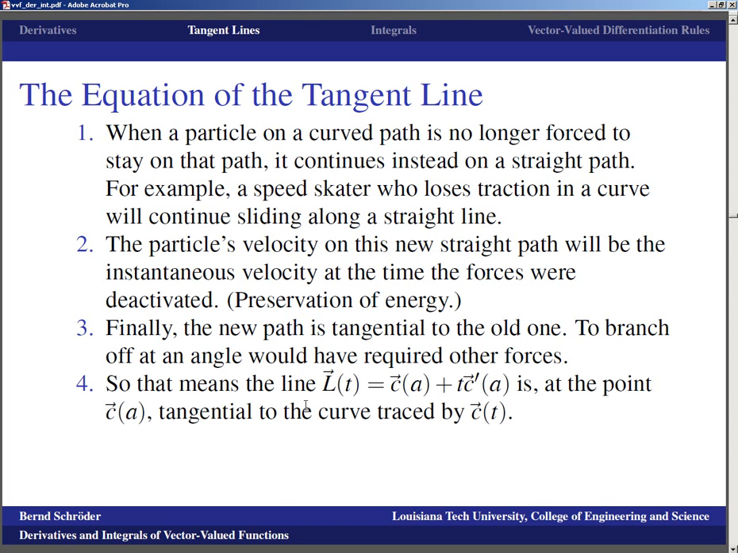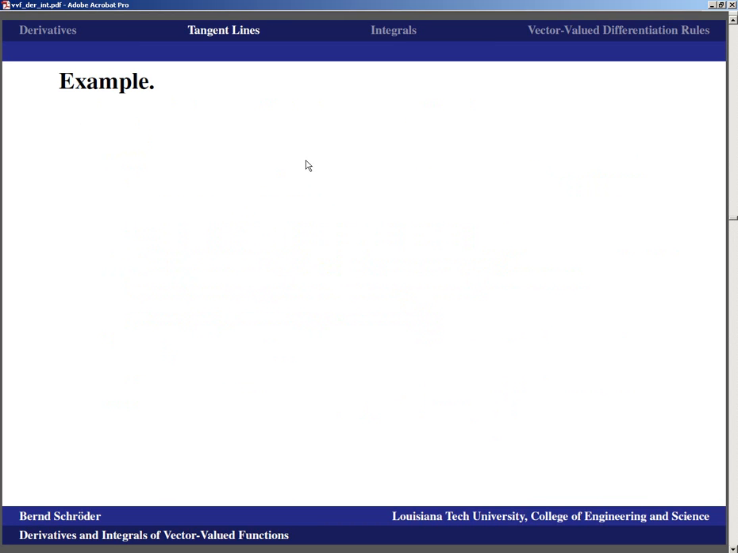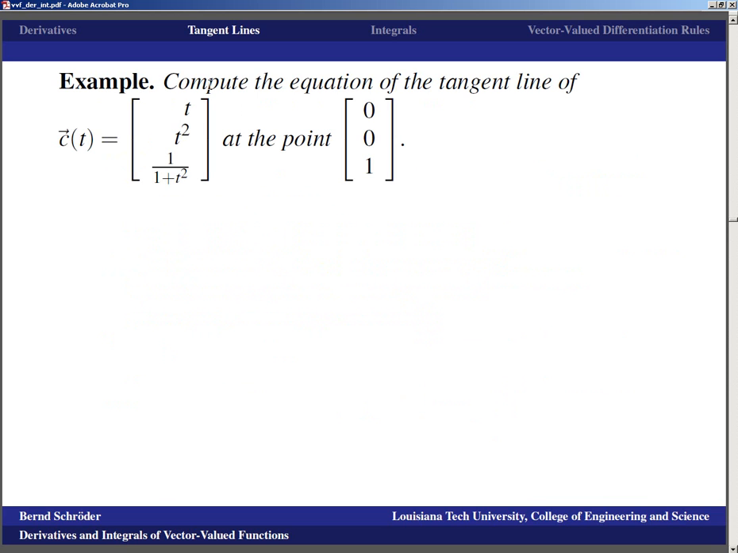And so that means, basically, that the line L of t being c of a plus t times c prime of a is at the point c of a tangential to the curve traced by c of t. And that's something that we can also work out with an example. So we want to compute the equation of the tangent line of the vector valued function c of t being (t, t squared, 1 over 1 plus t squared) at the point (0, 0, 1).